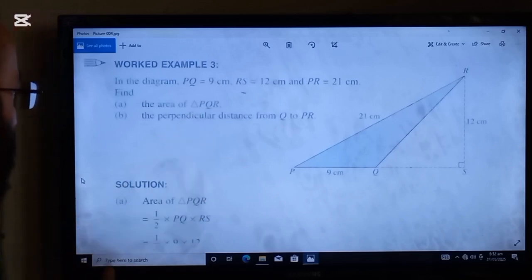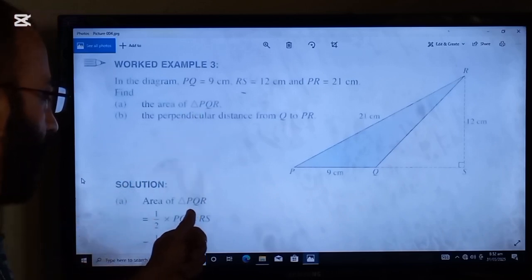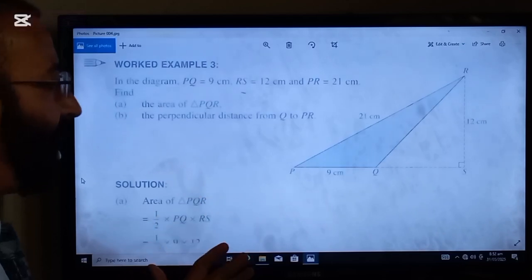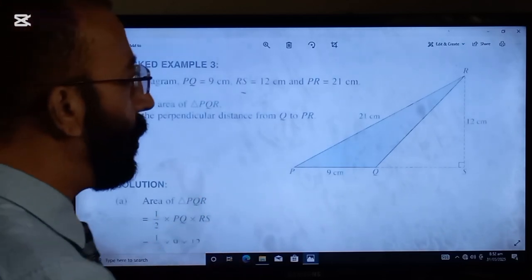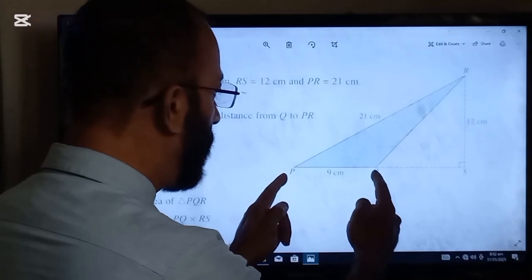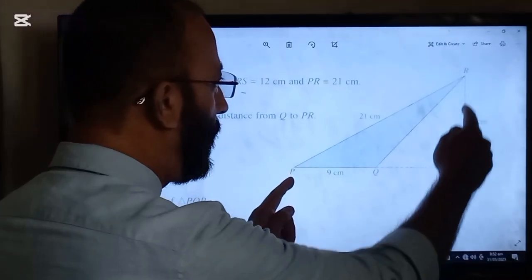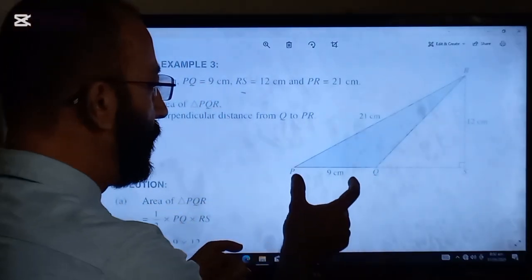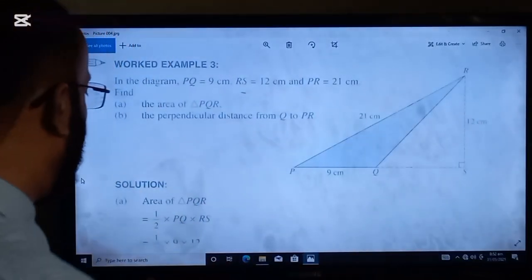So the formula for the area of the triangle is 1 by 2 into base into height. Height is always the perpendicular height. So this is the base of the triangle, that is 9, and height is 12. So we will put the values 9 and 12 into the formula.